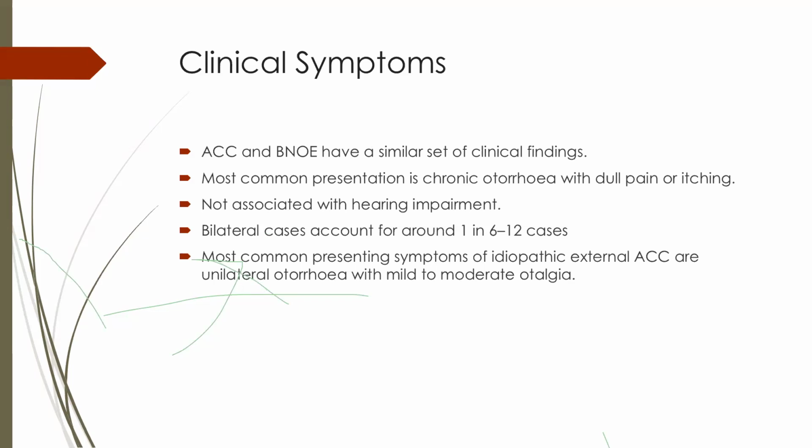In auditory canal cholesteatoma, there is a similar set of clinical findings. The most common presentation is chronic otorrhea with a dull pain or itching. It's not normally associated with hearing impairment. Bilateral cases account for around 1 in 6 to 12 cases, so it's more common to be bilateral as compared to keratosis obturans. The most common presenting symptoms of idiopathic external auditory canal cholesteatoma are unilateral otorrhea with mild to moderate otalgia.